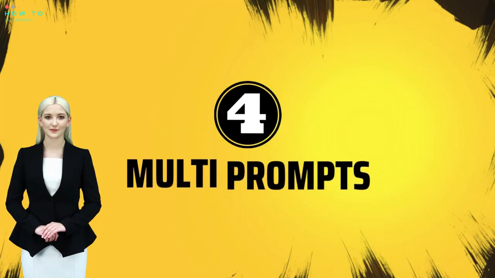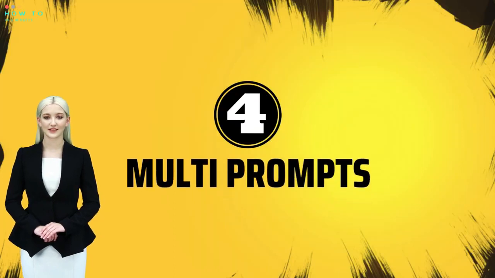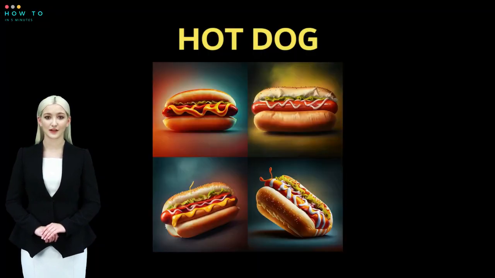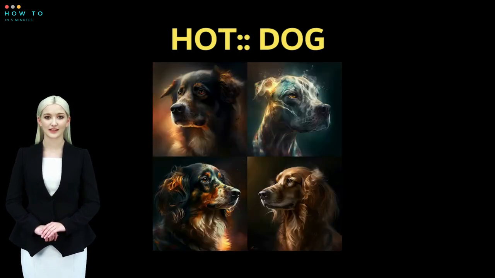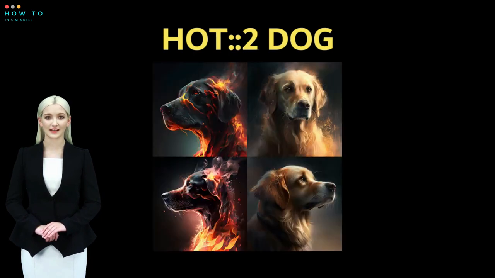4. Multi-prompts. To indicate that the Midjourney bot should consider each part of the prompt separately, add a double colon between the parts. For example, the prompt hot dog generates images of tasty hot dogs. When using a double colon to separate a prompt into different parts, you can add a number immediately after the double colon to assign relative importance to that part of the prompt.